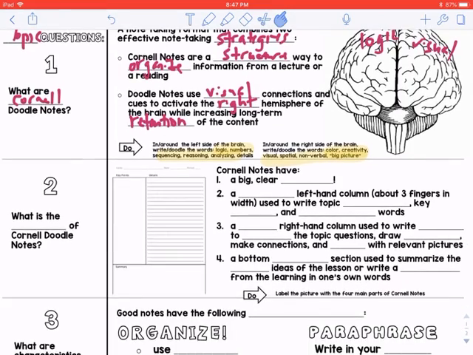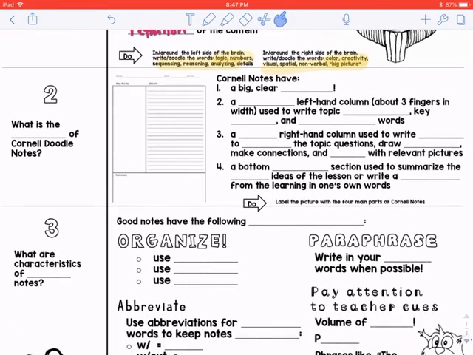So we're going to go now to our second question, which is, what is the format of our doodle notes? And so Cornell notes, they have a big, clear title, and they have a narrow left-hand column that's about 3 fingers in width, and it's used to write the topic questions, the key ideas, and vocabulary words. It has a wide right column used to write details to answer the topic questions, draw analogies, make connections, and doodle with relevant pictures.